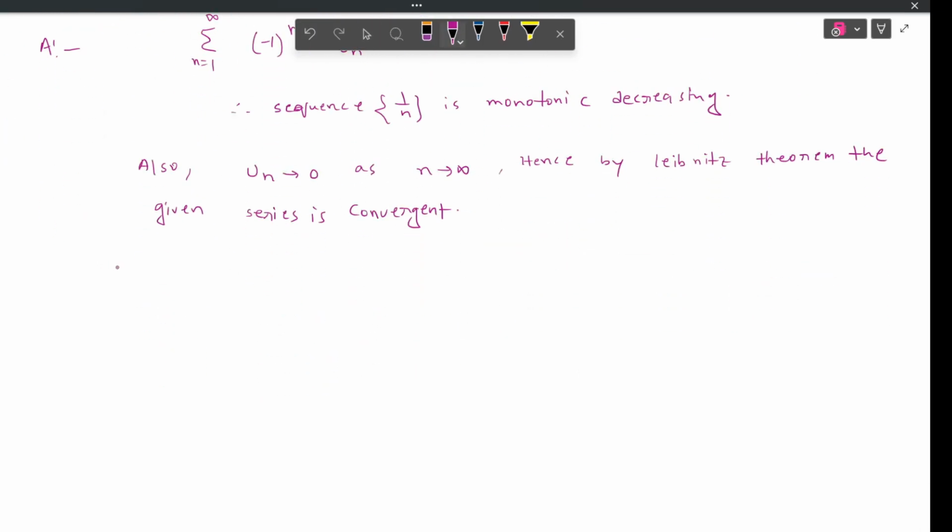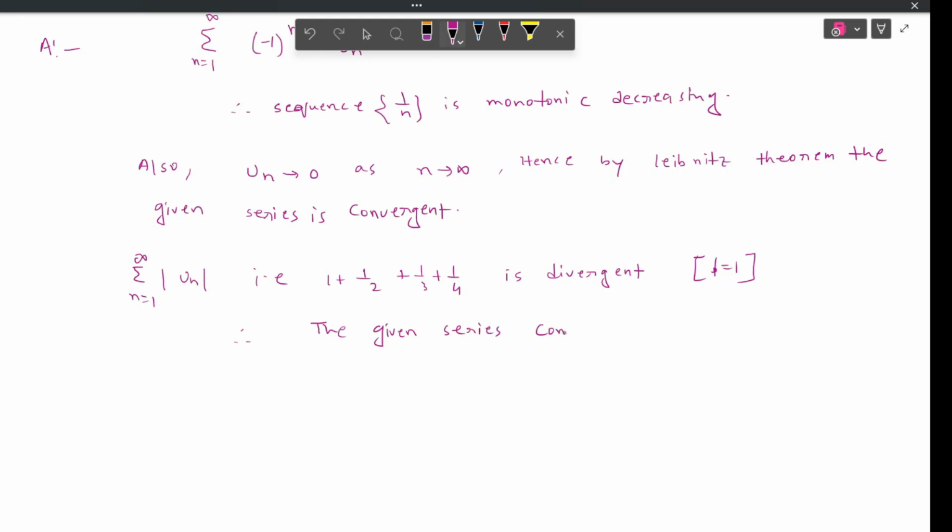But the series summation n equals 1 to infinity mod of u of n, if you take this, all of the terms will be positive. This series is divergent. It's a p series, right? 1 to the power 1, 2 to the power 1, 3 to the power 1, that is, p is 1 here. And we know if p is 1, then it will be divergent. So we can say that the given series converges conditionally.